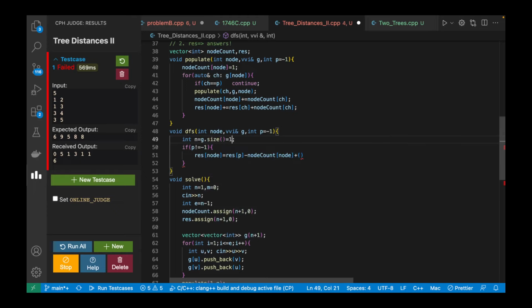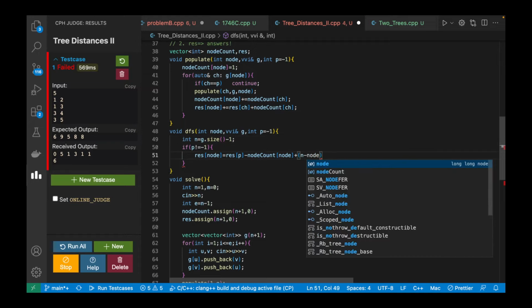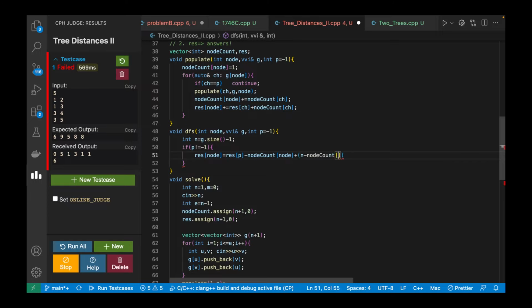So in order to calculate them, let's just have an idea about the number of nodes in the entire tree. Since we were using one-based indexing, the number of nodes would be represented by the size of the graph minus 1, right? And then we can say n minus whatever your node count is, right? Node count for this current subtree. So if you subtract that, then you'll get all the nodes that are not in the subtree. So these are the nodes you are going more distance from. These are the nodes you are getting closer to.